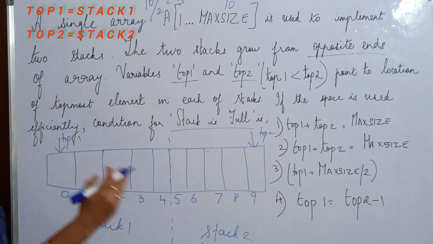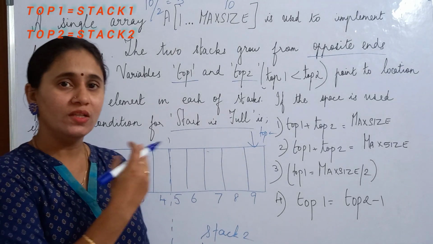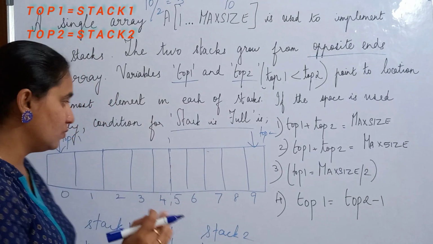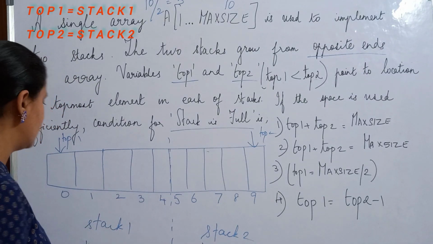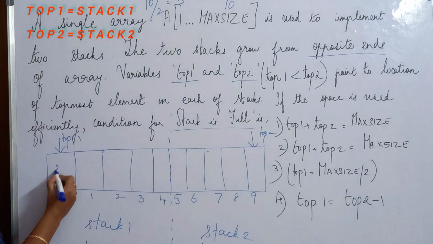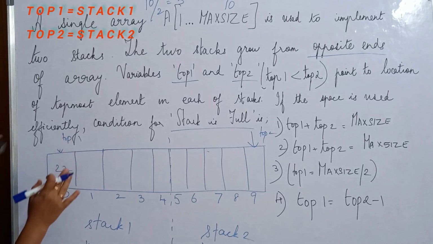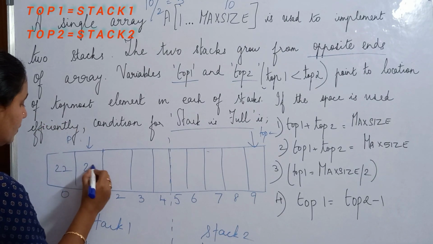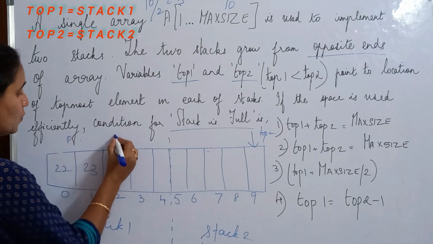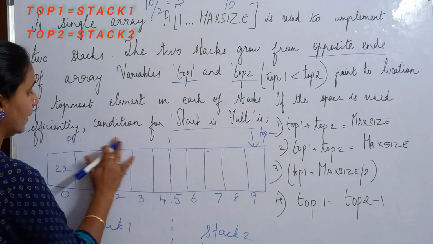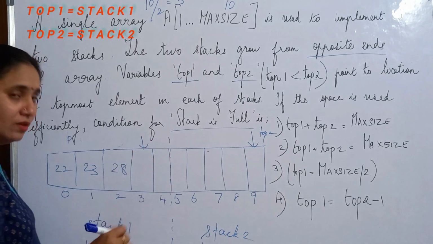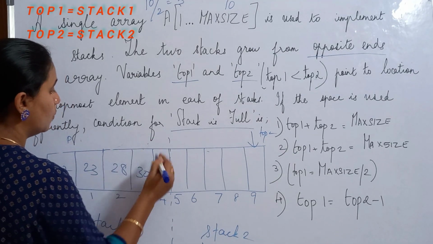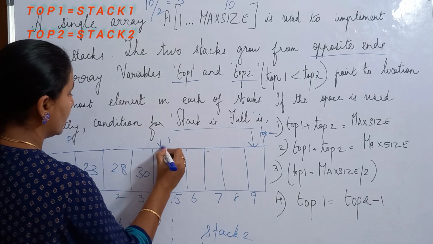Now as we go on inserting elements, the topmost pointer is going to grow, isn't it? Shall we see? For example, I am going to insert 5 elements. So 22, the pointer increments here. Now 23, then in this position 28. Like this I will be storing, incrementing the pointer, and I am going to store the value 30. At last, the pointer is going to point to this location, isn't it?